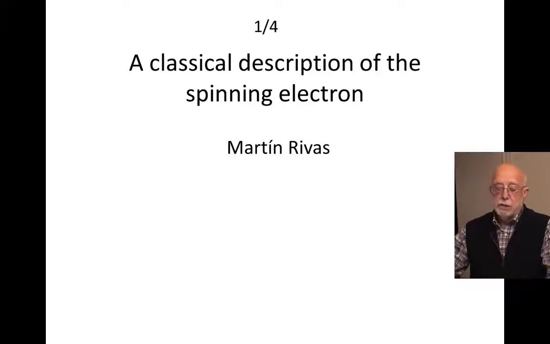This is the first lecture of a series of 4 lectures concerning the classical description of the electron, of the spinning electron. The electron is an elementary particle, and therefore it is considered one of the ultimate objects in the division of matter. It is therefore a very simple material object. The usual classical description of the electron, taking this idea of simplicity, is just by assuming that the electron is described by the simplest geometrical object, the point.